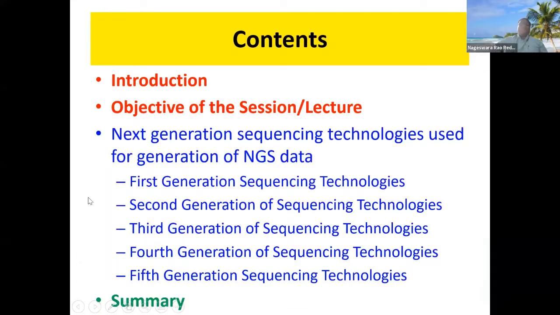Okay, so the contents for this are introduction, objective of the session, and next generation sequencing technologies used for generation of NGS data, and there are five. First generation sequencing technologies, second generation sequencing technologies, third generation sequencing technologies, fourth generation sequencing technologies, and the fifth one. So there are five different sequencing technologies which are available for us. So these are the contents.